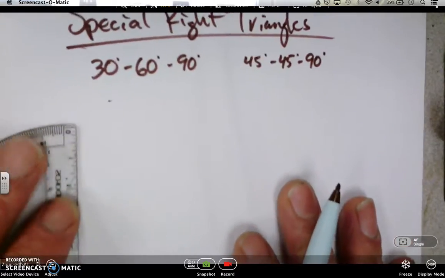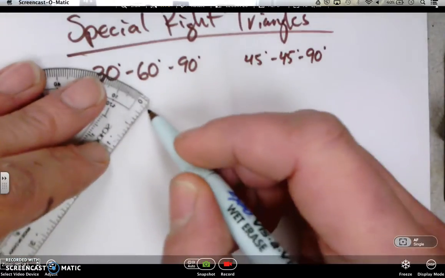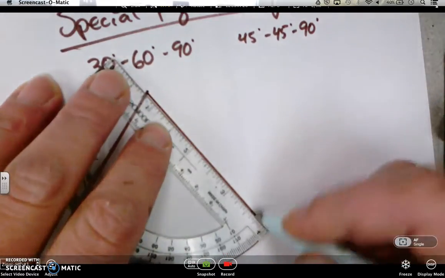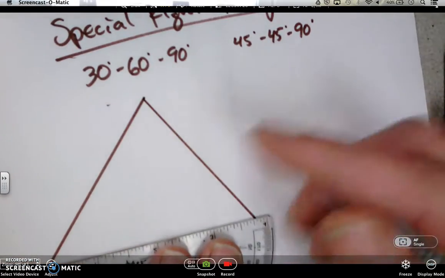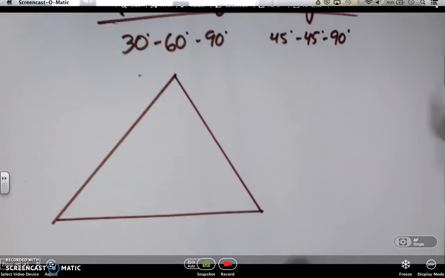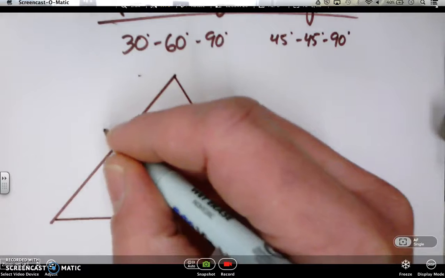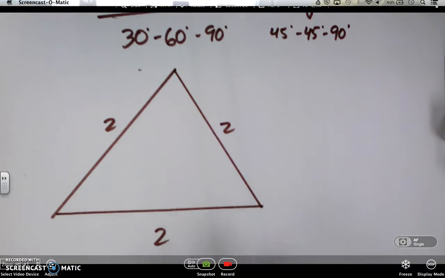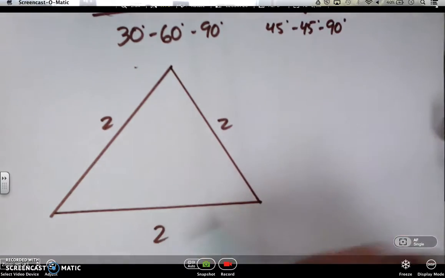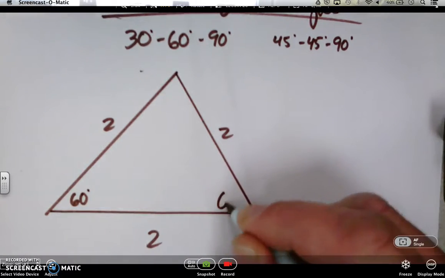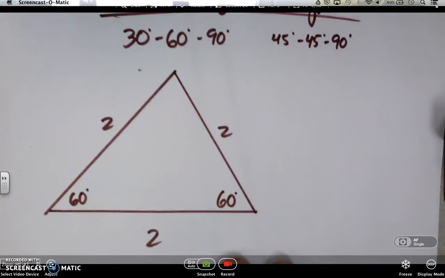So let's start with the 30, 60, 90. If we took a triangle that was equilateral, I'll just try and make mine look equilateral. It's not perfect, but okay. So let's say all sides are equal here. If we made all sides 2, because we can choose any length we want, then it's an equilateral triangle because 2, 2, 2. Well, also if it's equilateral, then it's also equiangular. So then that means we know that 60, 60, and the top would be 60.